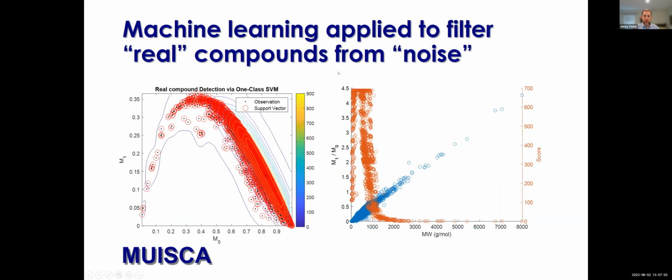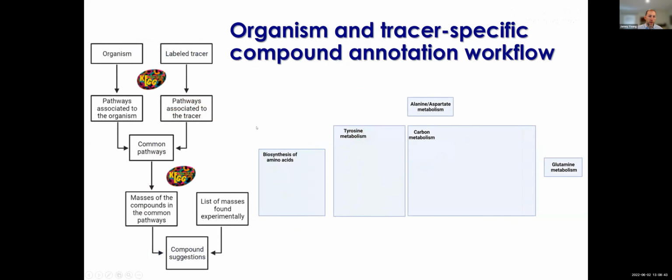Then Javier developed a machine learning approach to classify compounds. He basically took all of the compounds in CAG and used a support vector machine to build a classifier, which would take all of those labeled compounds that were detected by Muisca and filter them based on ones that appear to be real compounds versus noise. That classifier took into account both the molecular weight of the ion as well as the M1 to M0 ratio of the unlabeled compound to basically try to filter out those noise compounds from the hits we got.